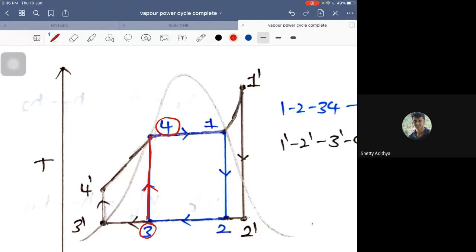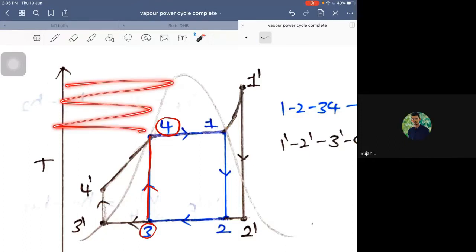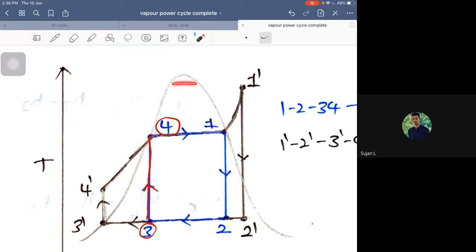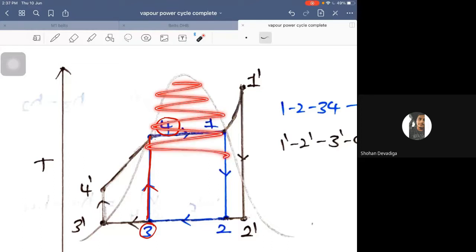What exactly are you compressing? So look at these regions. This is the liquid region. And this is which region? Liquid plus vapor region. This is the liquid plus vapor region.